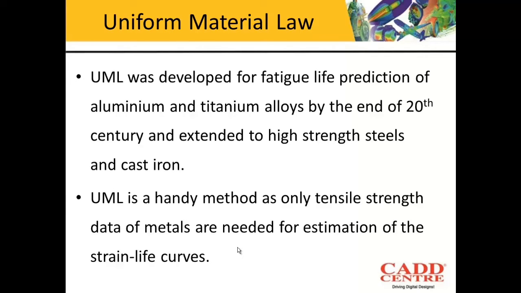The UML method was developed by the end of the 20th century, to determine the fatigue life of aluminium and titanium alloys. But later this method was also extended for other high strength steels and cast iron. This method was very easy and user friendly to use because it required only the tensile strength data of materials. So that is why it was a very easy and handy method. But there was a drawback in this method, that it could only be used for high strength steels.